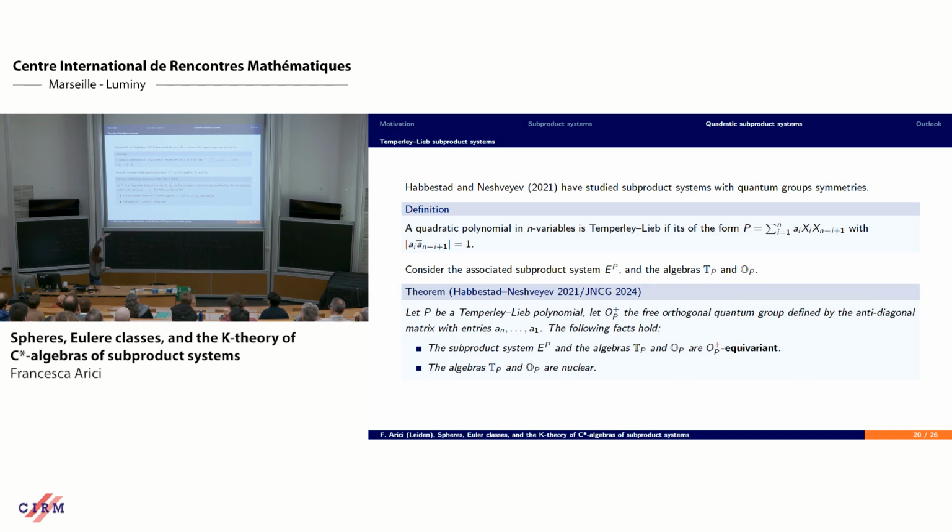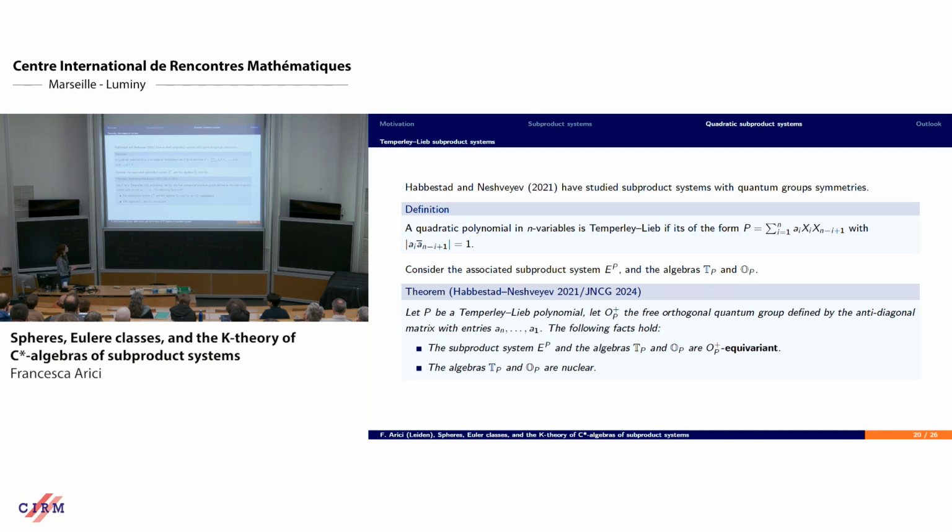So it's an alternating sum of x_i x_{n-i+1}, and the a_i's, the coefficients in front, satisfy some condition that makes the absolute value of that product equal to 1. Of course, I don't need to tell you, if you put a_i equal to either minus 1 or plus 1 like we did, then you get a temperley-Lieb polynomial. So ours was a very special case of theirs.